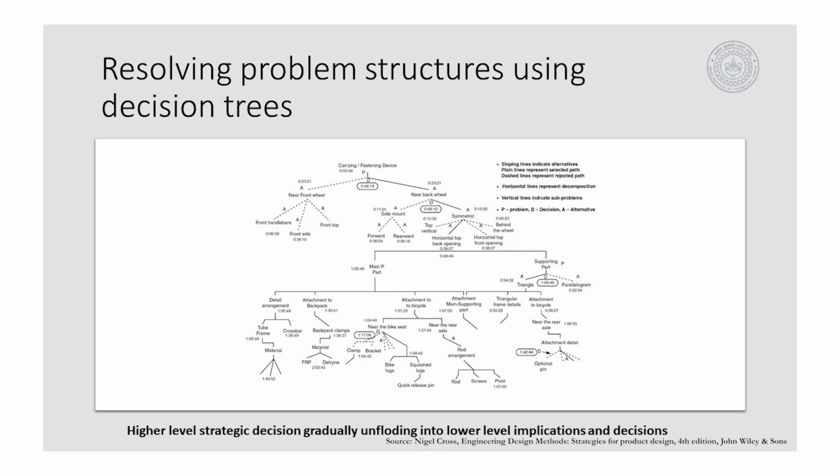So, higher level strategic decisions gradually unfold into lower level implications and decisions. Start with your biggest problem and then break it down, and at each stage you may have to take some decisions, whether I want to go in this direction or this direction, and then examine what happens if you go in each direction. This is one way of resolving the problem structure. What is this known as? This is a decision tree. You are taking a decision at each step.